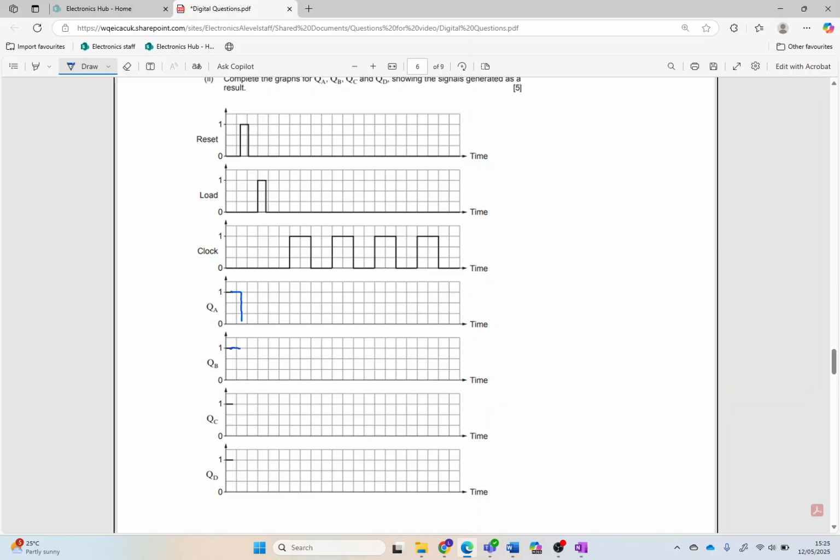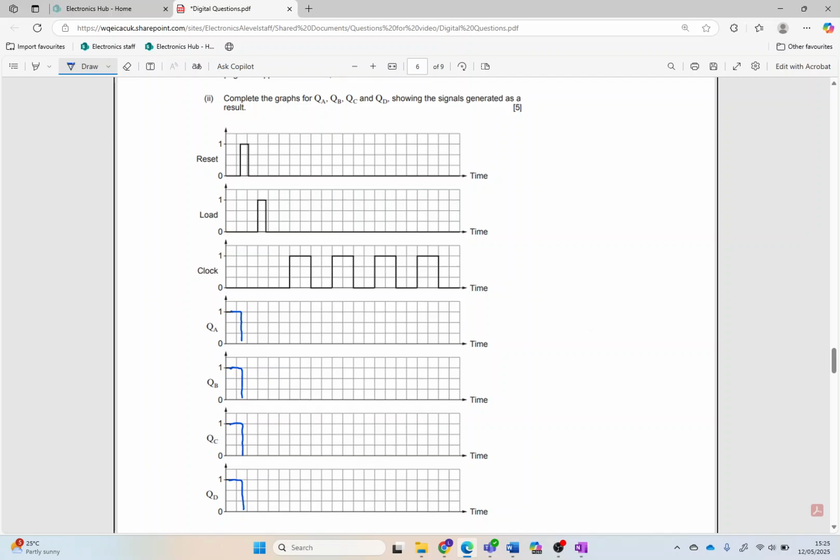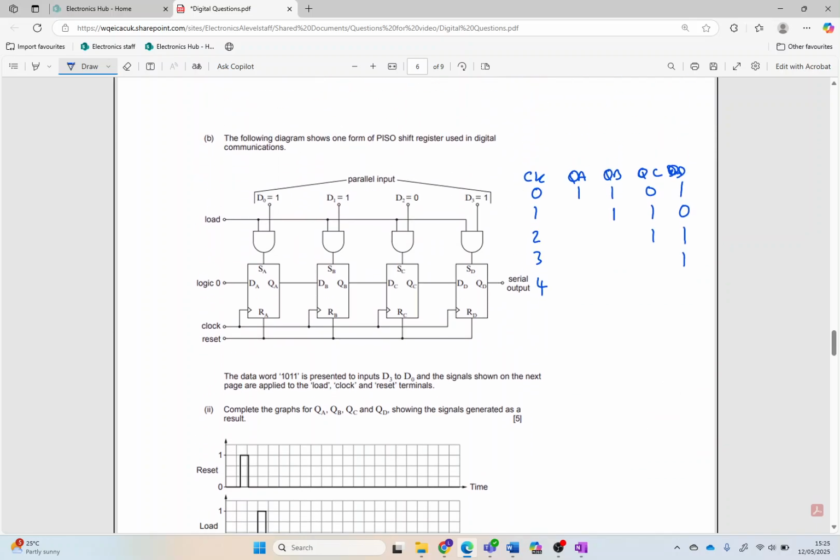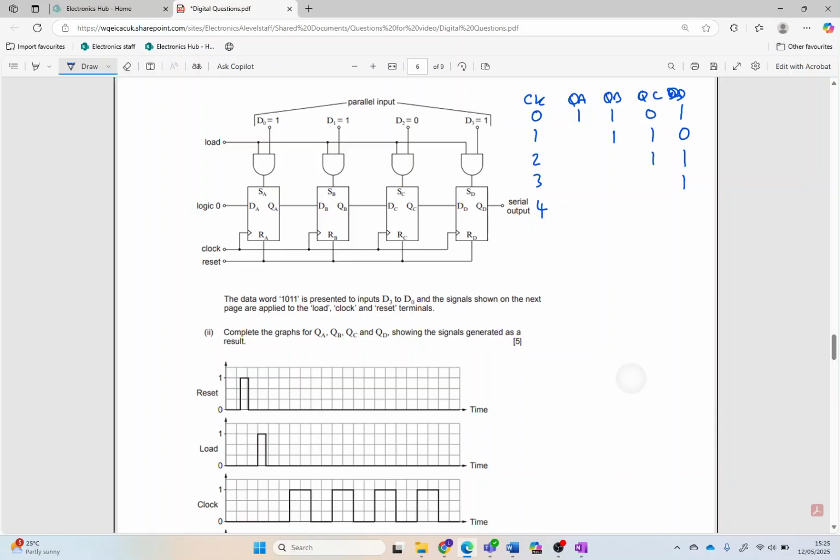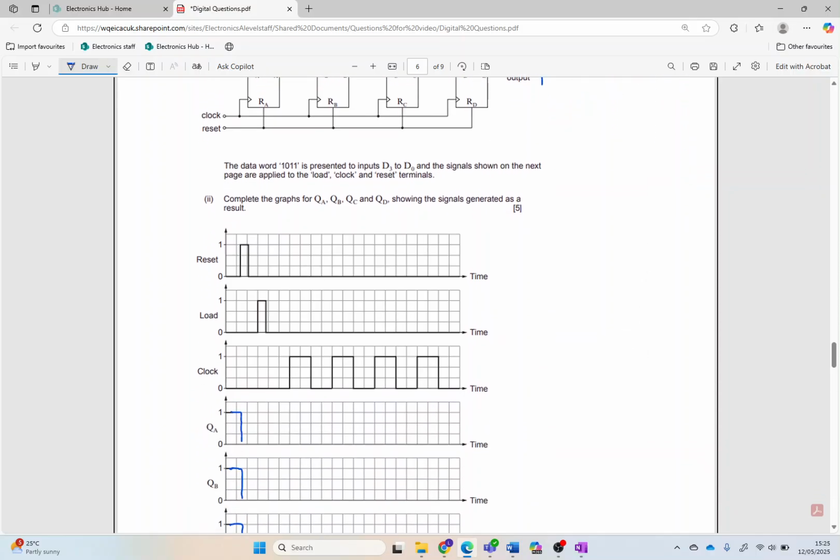Everything's going to be reset at that point in time. There we go. And then we do our load. So we're doing our load. So we got 1101 coming in. So when we do our load, where's that one there? So we're going to have a 1.